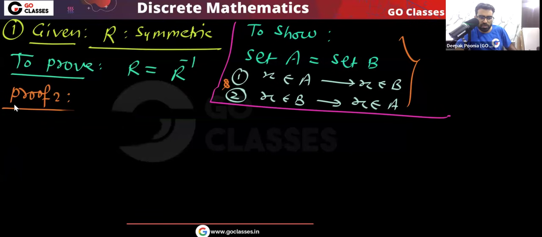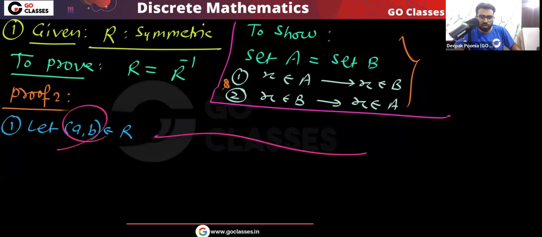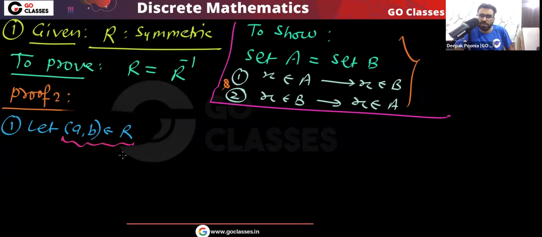Okay, so I can say first thing I will prove is let (a, b) belong to R. Means assume some element belongs to R. Now I need to prove that this element will also belong to R inverse. Now if (a, b) belongs to R, then because R is symmetric, because of the symmetric property, I can say that (b, a) also belongs to R.